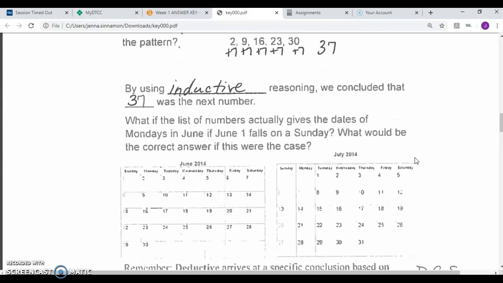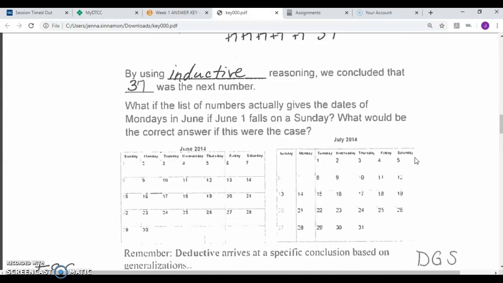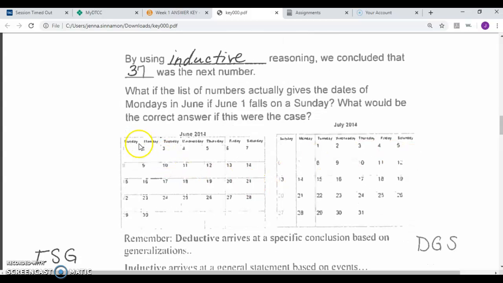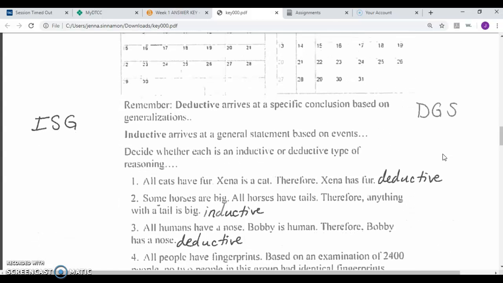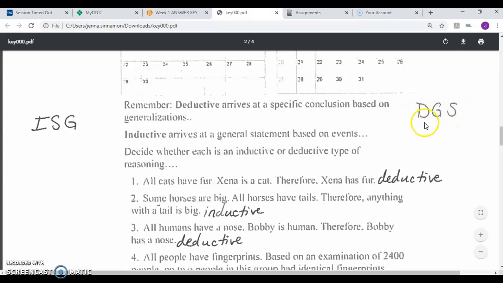But if we change the scenario and say, what if we were talking about Mondays? So for example, we have Monday the 2nd, Monday the 9th, Monday the 16th, Monday the 23rd, Monday the 30th, but the next Monday is actually the 5th because there's obviously not 37 days in a calendar. So we can't always rely on inductive reasoning because there could be counterexamples and it could change based on the scenario or the word problem we're looking at. The little acronym that I write down and study is DGS. So deductive is general to specific, and inductive is when we have specific examples and we're making generalizations about it.